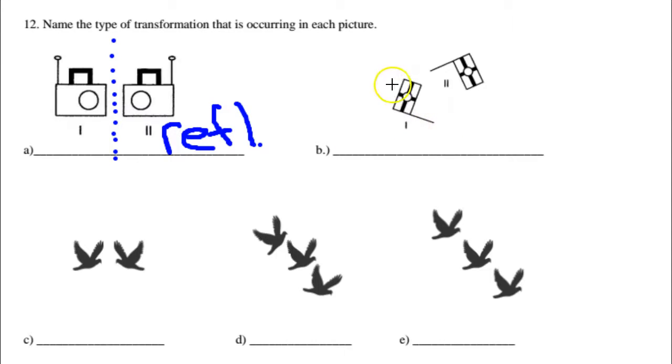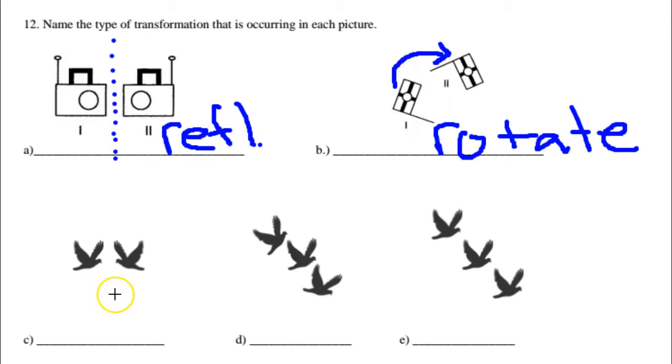Example B, you can kind of start to see that this flag appears to be spinning in a clockwise manner. So I think it would be safe to say that example B would be a rotation. Rotate.